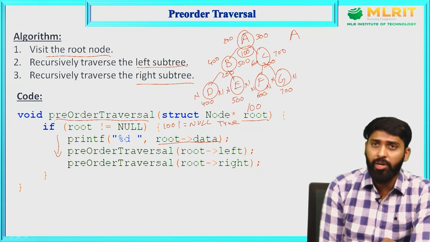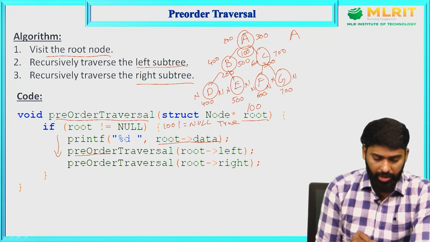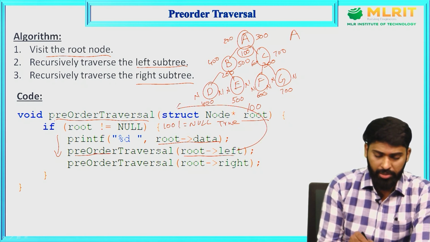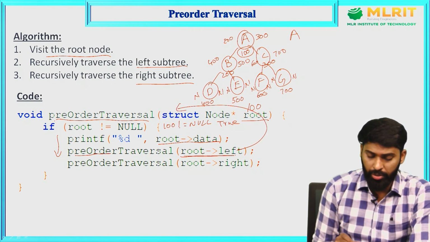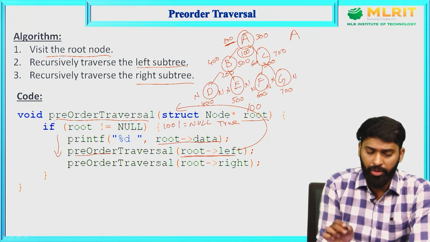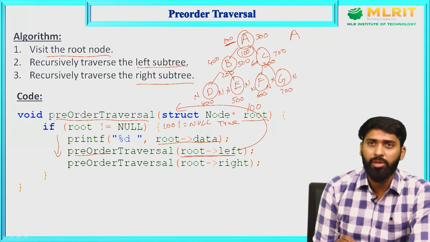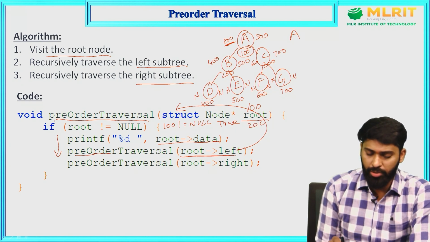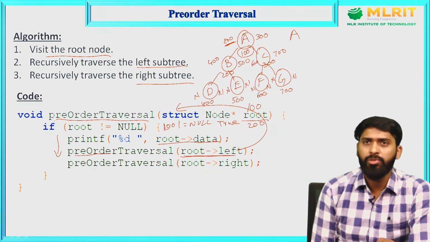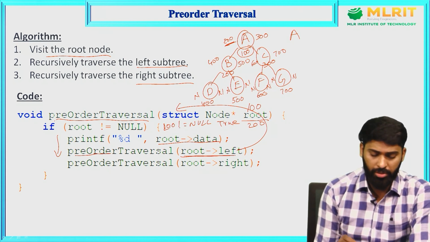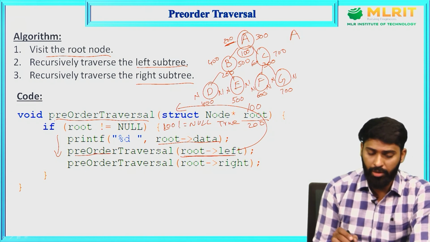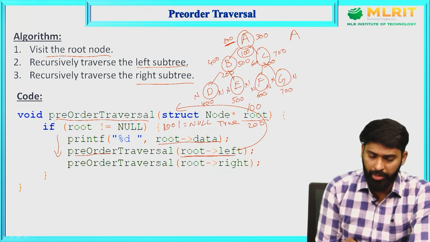Next, again we call the same function, pre-order traversal root comma left. Now, what is the root? Root arrow left. If you observe for A, what is the root arrow left? 200. Now, in this call, the root address is 200. Again check 200 not equals to null. Yes, it is true. So, again enter into the block and print root arrow data. Now, what is the root? 200, 200 arrow data is B.